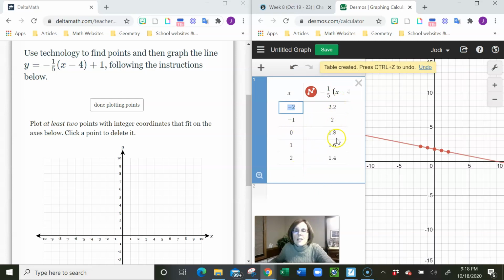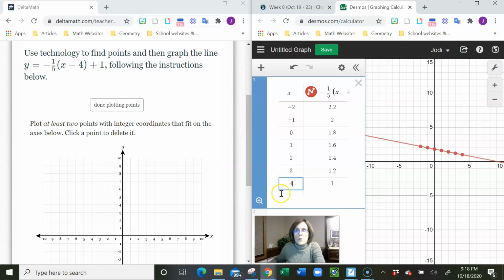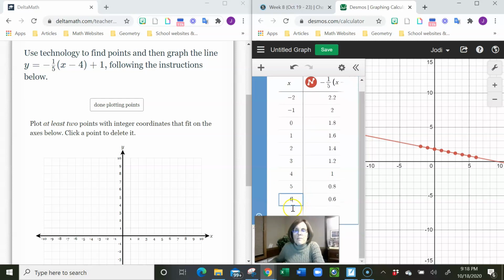Now, some of these are decimals. So I only want to plot the ones that will look nice. Now, I could also type in 3, and that also gives me a decimal. 4, 1 works. And I can keep typing in X values, and they will keep giving me the Y values. Let me try one more, 8. So you can see 9, 0 works.